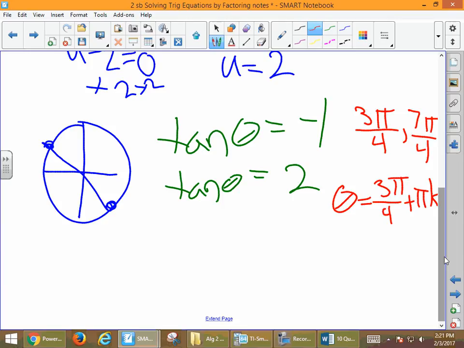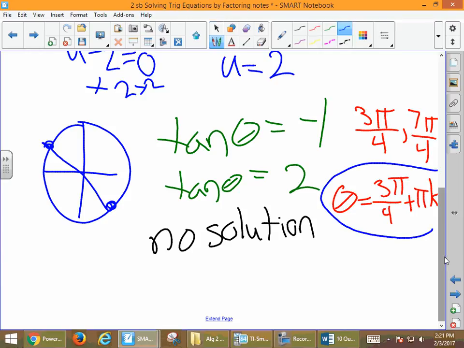And so now, when is tangent equal to 2? Blake is shaking his head, because if you look at your unit circle, tangent never equals 2. And so for the second part, we have no solution. And so our only answer is theta equals 3 pi over 4 plus pi k, because the second half didn't have a solution.